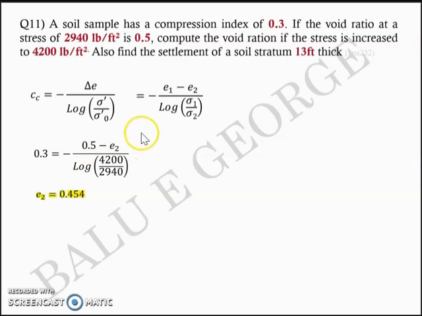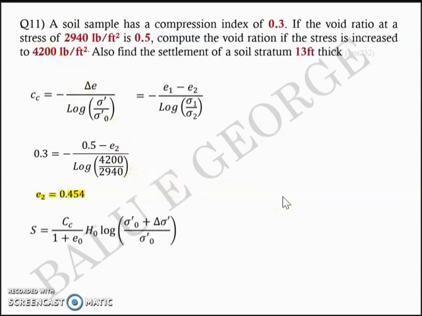Plus you're asked to find or calculate the settlement of a soil stratum 13 feet thick, which means you have the same compression index Cc, you have the initial void ratio 0.5, and there's an increase in stress from 2940 to 4200. In such a case, how much will a 13 feet clay settle? That is the second part of the question.